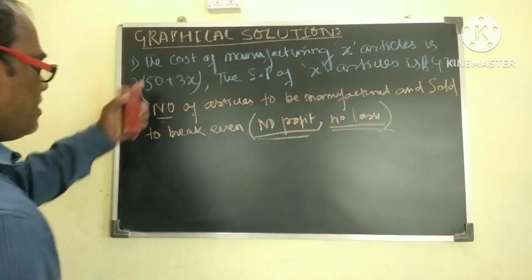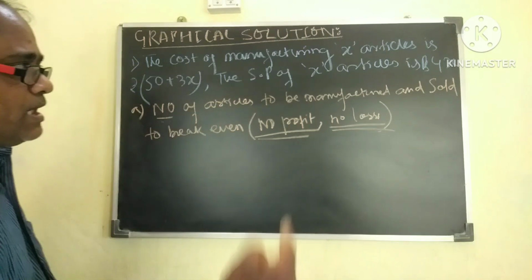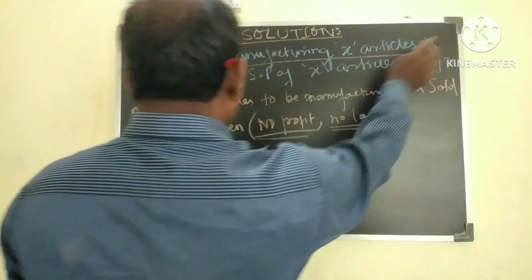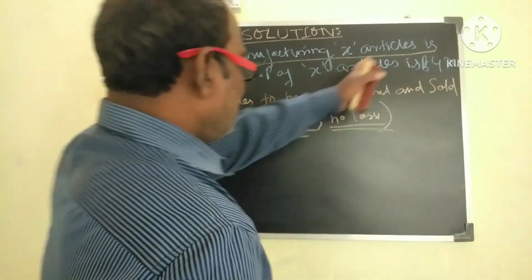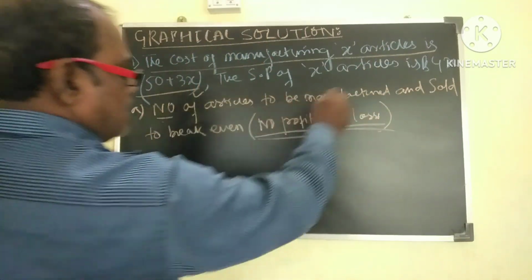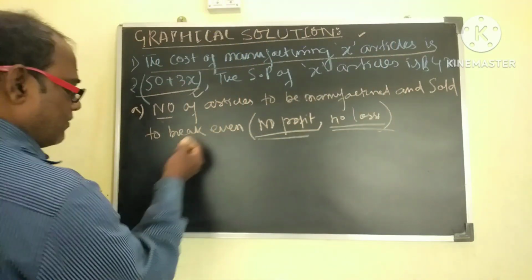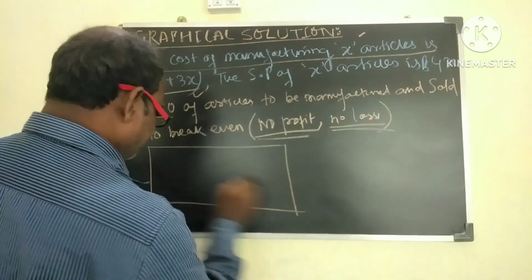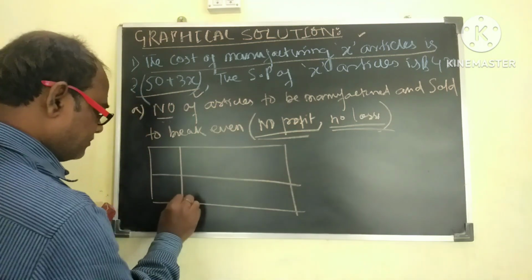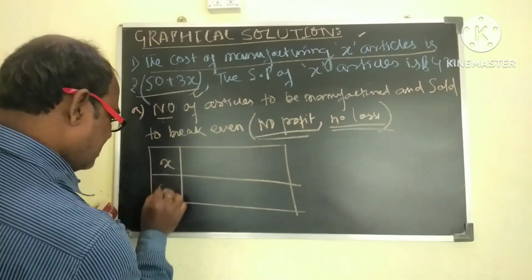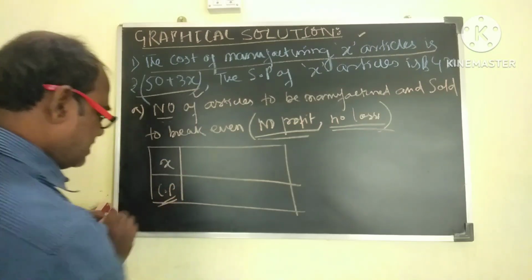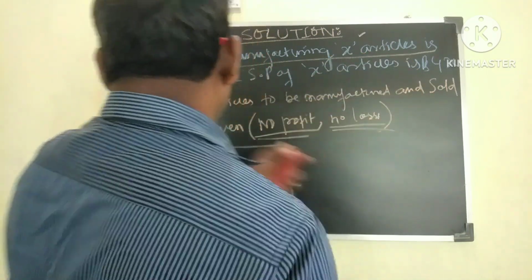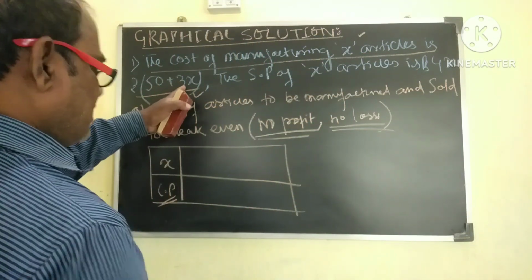So here first we have to find the two linear equations. Number one, the cost of manufacturing X articles. We have to form a graph with the number of articles on the X axis and the cost price taken on the Y axis. The cost of manufacturing X articles is rupees 50 plus 3x.